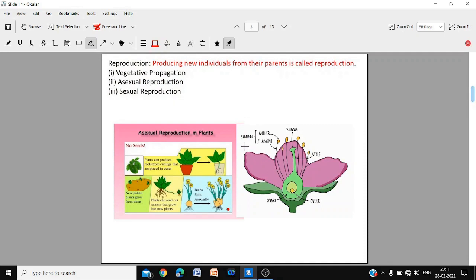Reproduction means producing new individuals or new organisms from their parents. This definition is true for both plants and animals. Now, in plants, we have 3 varieties by which new plants can be produced from parents: vegetative, asexual, and sexual. This is asexual reproduction, and when you get flowers and formation of seeds, that is sexual reproduction.